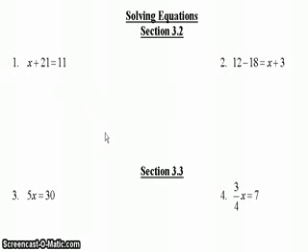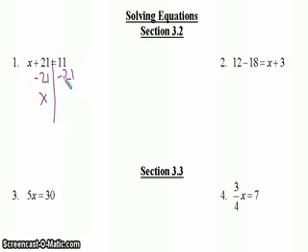If we're looking at problem number 1, remember solving an equation, you basically want to get the variable by itself, move things away from your variable. So we have an x here and a 21 on the same side of the equal sign. We're going to want to get the 21 across. In order to get rid of an addition, you do a subtraction. Always undo things by doing the opposite of what's happening to your variable.